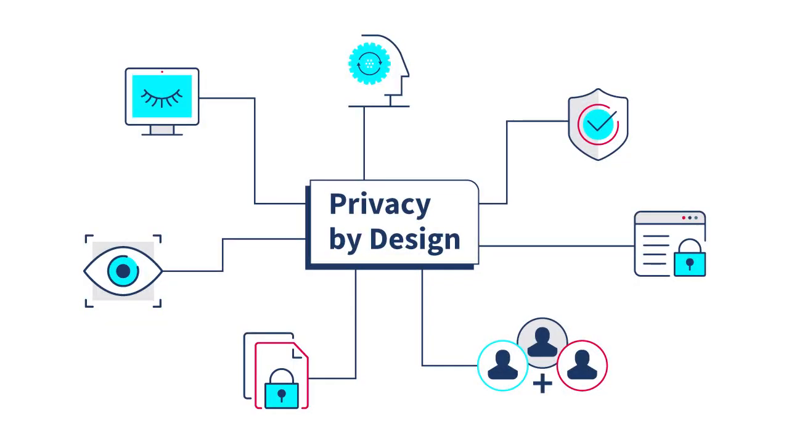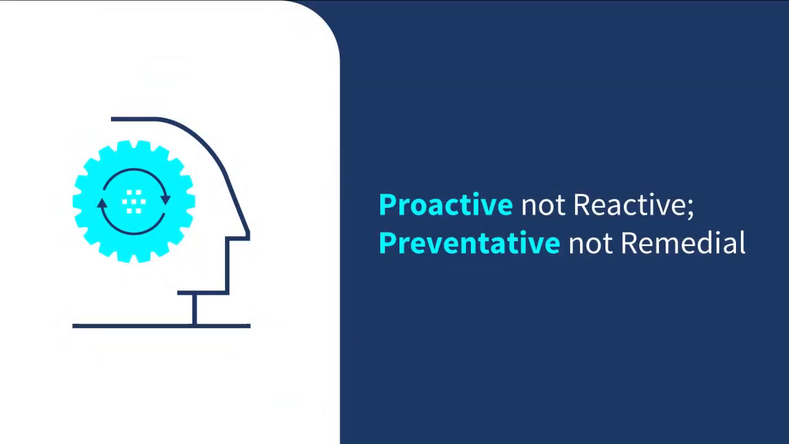There are 7 foundational principles in privacy by design. The principles are not dependent upon one another, but all should be considered in the design and operation of information and communication technologies. Rather than waiting for privacy risks to occur and then acting to fix them, privacy by design prevents them from ever occurring with the principle proactive, not reactive, or also referred to as preventative, not remedial.